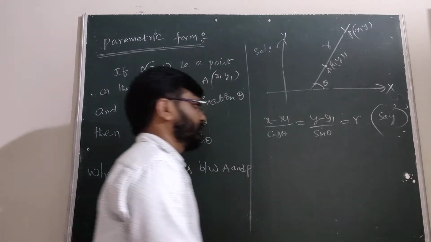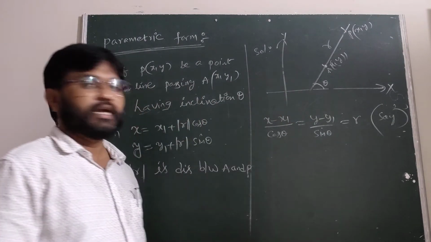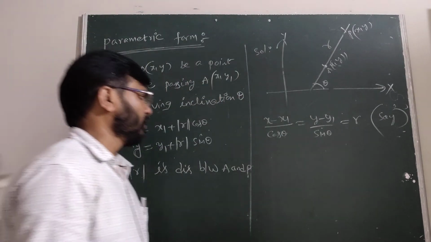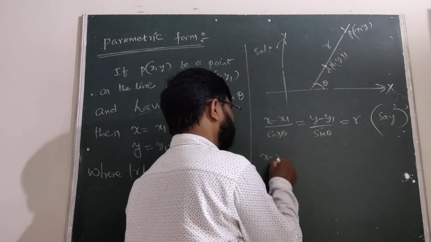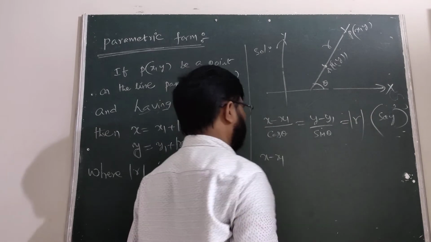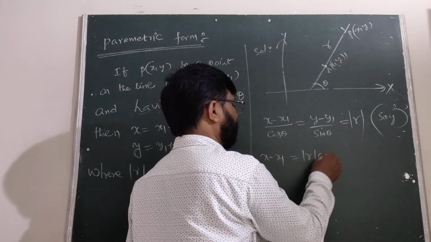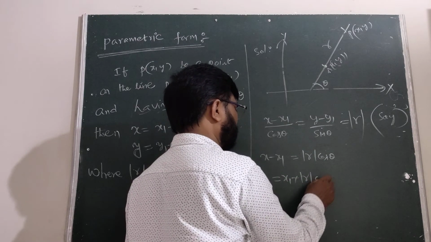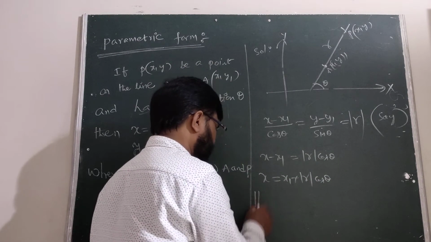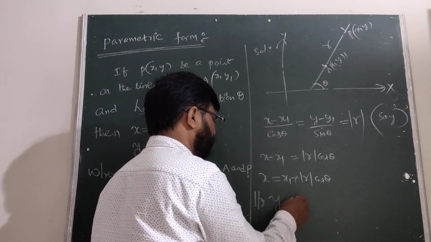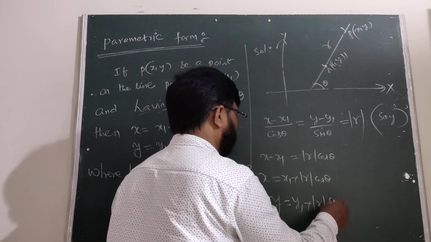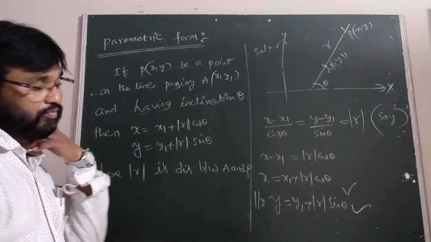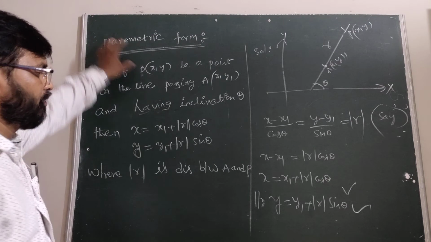Okay, all of you listen here. We know that the symmetric form is (x minus x1) by cos theta equal to (y minus y1) by sin theta. Therefore, suppose we take mod r, then x minus x1 equals mod r cos theta. So x equals x1 plus mod r cos theta. Similarly, y equals y1 plus mod r sin theta. This is the formula of the parametric form of the line.